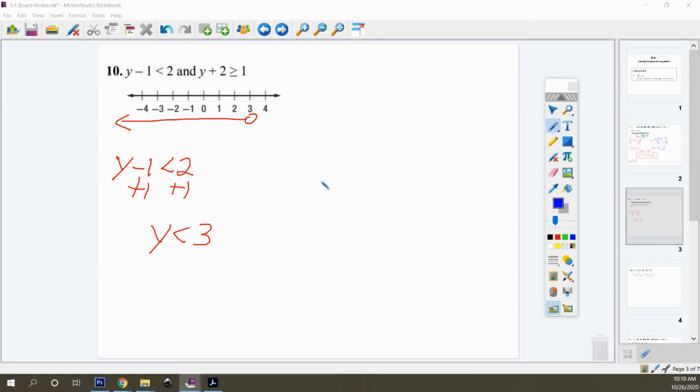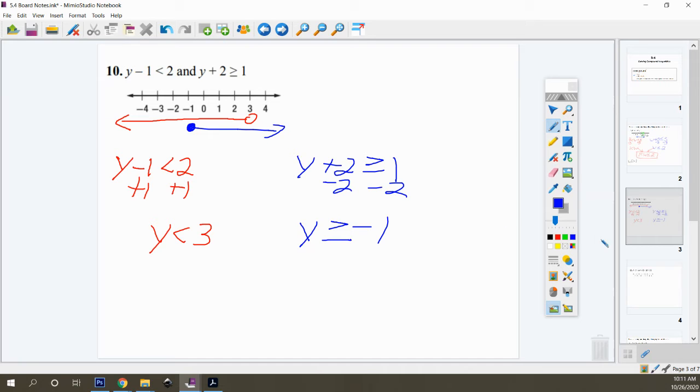All right, for the second one, I have y plus 2 is greater than or equal to 1. Since it's plus 2, we're going to minus 2 on both sides. That gives me y, nothing to change my sign, so greater than or equal to 1 minus 2 is negative 1. So if I want to graph that, I'm going to go to negative 1. It's a filled-in circle because it's got the line on it. Because it's greater than, my line goes this way.